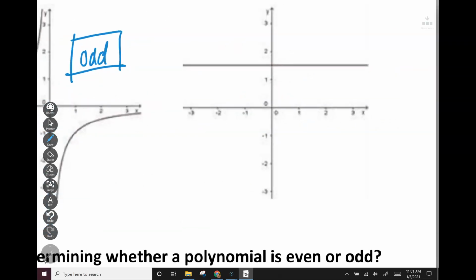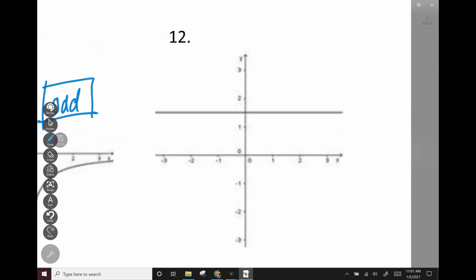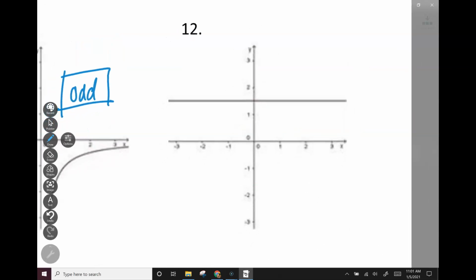Okay, let's look at number 12. So this one, let's see, even means symmetric across the y-axis. This one actually appears to follow that, even though it's a kind of strange graph, just a horizontal line. But you can see that for every point that I have on the right-hand side of the y-axis, I have a corresponding point on the left side of the y-axis. So it's symmetric across the y-axis, so this one is even.